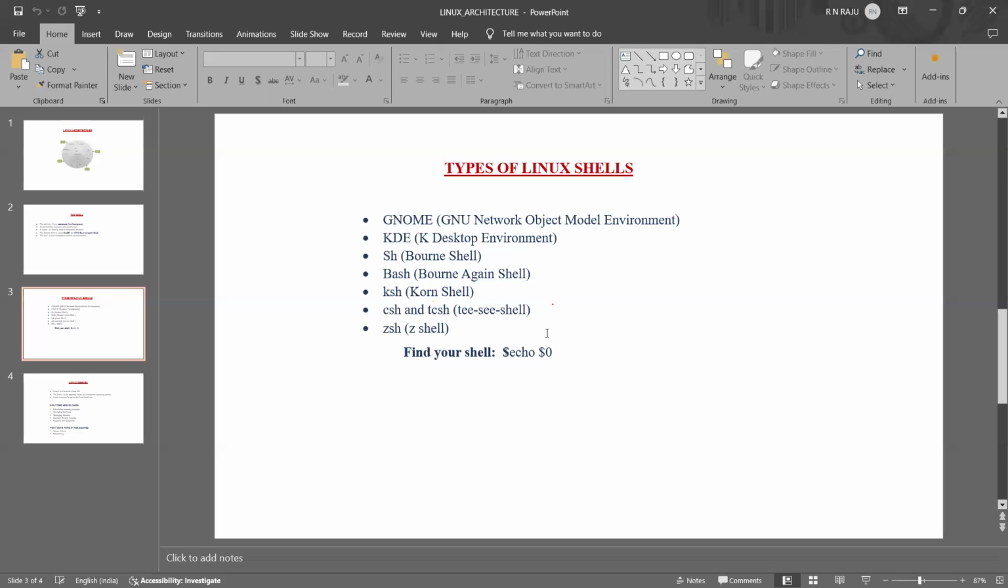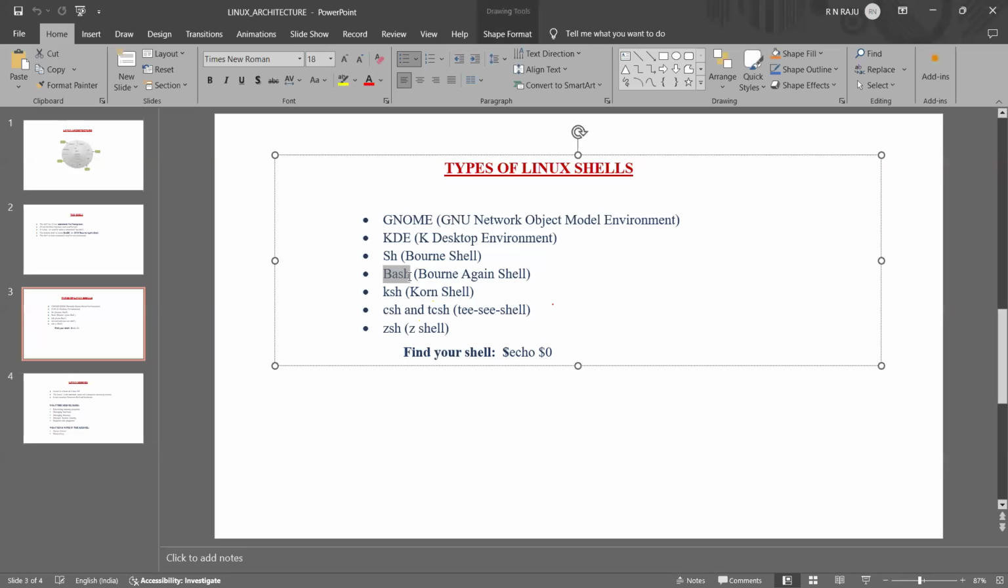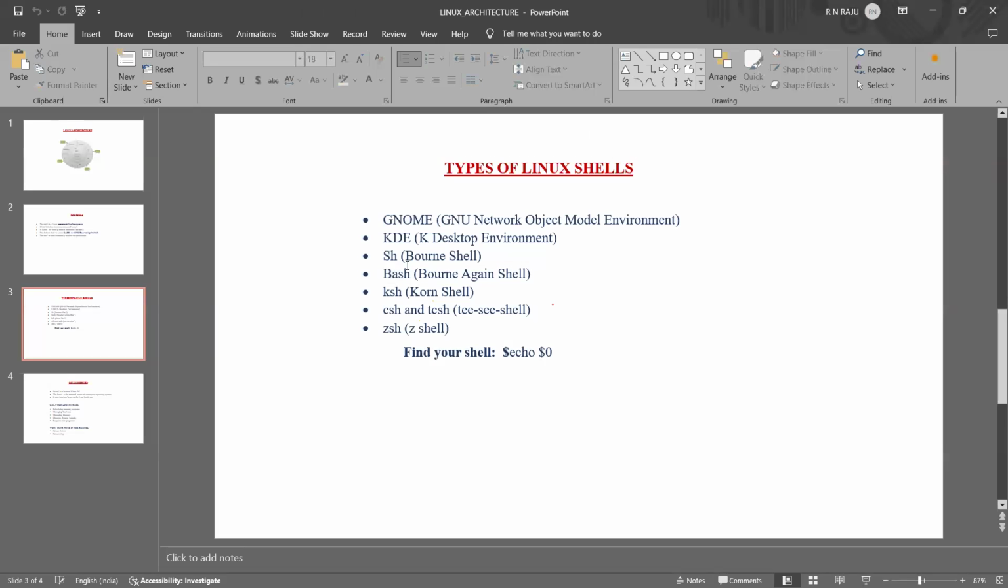And the next five shells are command line shells. In Linux, we usually use command line shells only. But I told you just now, what is the default shell in Linux? Bash. I mean, we are executing bash shell script, bash shell commands. That's why in shell scripts also, we are going to discuss bash shell scripting.